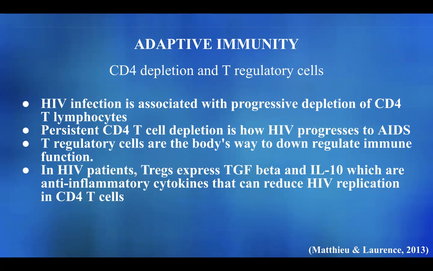T regulatory cells are the body's way to downregulate the immune function, and in HIV patients, T regulatory cells express TGF-beta and interleukin-10, which are anti-inflammatory cytokines that can reduce HIV replication in CD4 T cells.